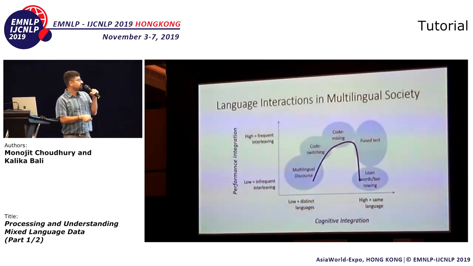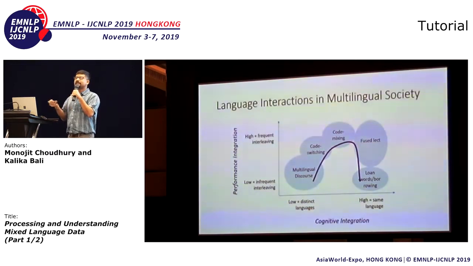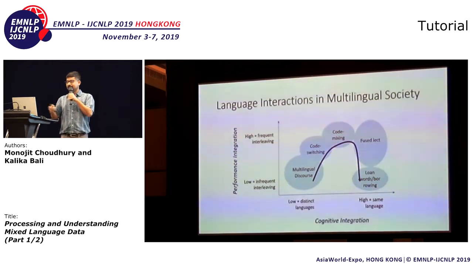Let's see the other extreme: very high integration at the cognitive level. You don't even know that this is another language, but you don't mix very frequently. When does it happen? In borrowed words. If you take English as an example, when I'm speaking English and using the word chandler or chauffeur in it, I never think I'm speaking French. Most English speakers may not even know that these are French words, but actually they are French words. So this is borrowing or loan words, which is the other end of the spectrum.